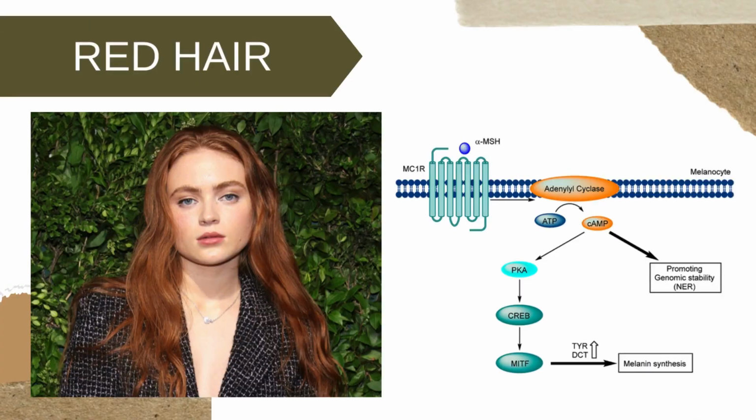Red hair: genetic variants in the melanocortin 1 receptor, MC1R, result in red hair pigmentation. It's caused by a predominant production of pheomelanin, red-yellow pigment, instead of eumelanin, brown-black pigment. Its manifestations are red hair, fair skin, and light eyes, increased sensitivity to UV radiation, and higher melanoma risk.